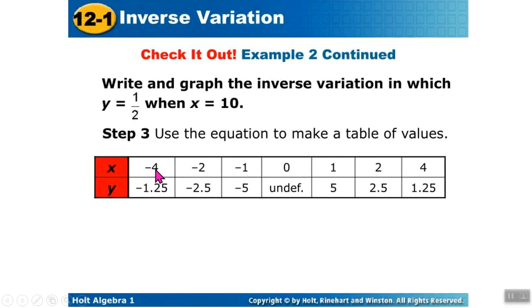Okay, here they put negative 4. It gives us negative 1.25, but it is not a good idea to put negative 4. Better to put negative 5. Negative 2: 5 divided by negative 2 will give us negative 2.5. Put negative 1 instead of x: 5 divided by negative 1 is negative 5. 0, of course, we can't substitute because it is an undefined value. Now put 1, 5 over 1 is 5, 5 over 2 is 2.5, 5 over 4 is 1.25. Again, better to put 5.